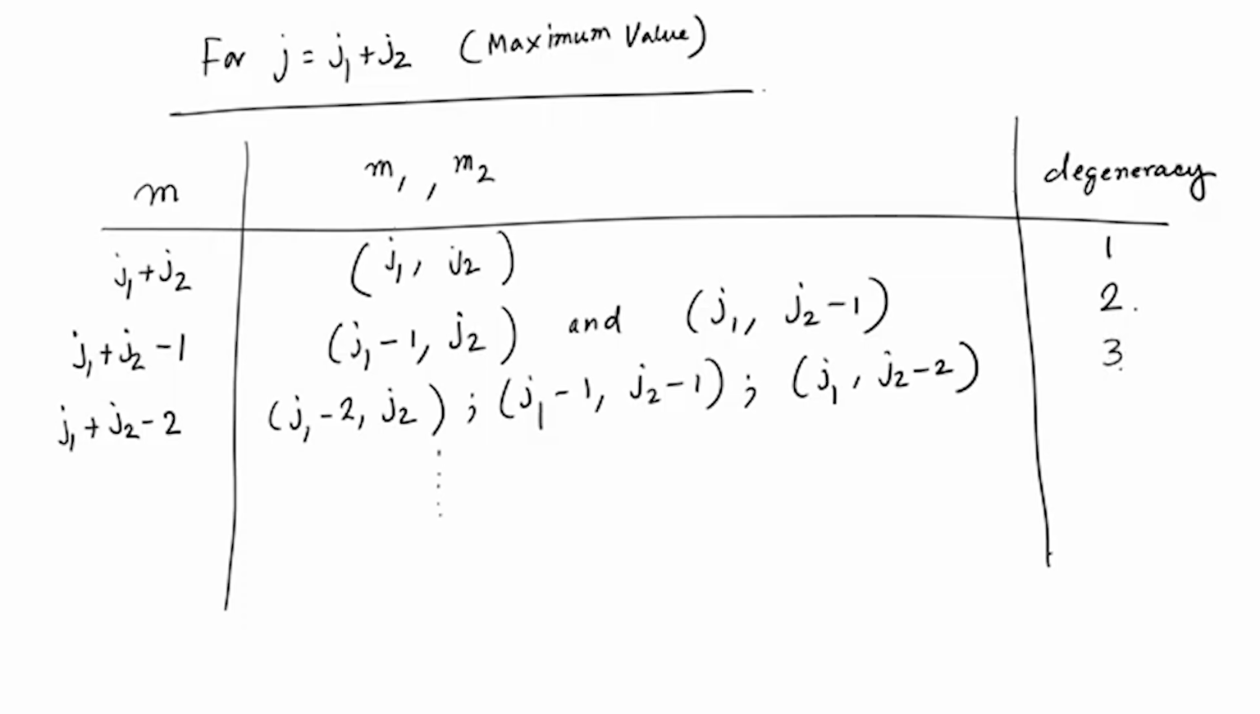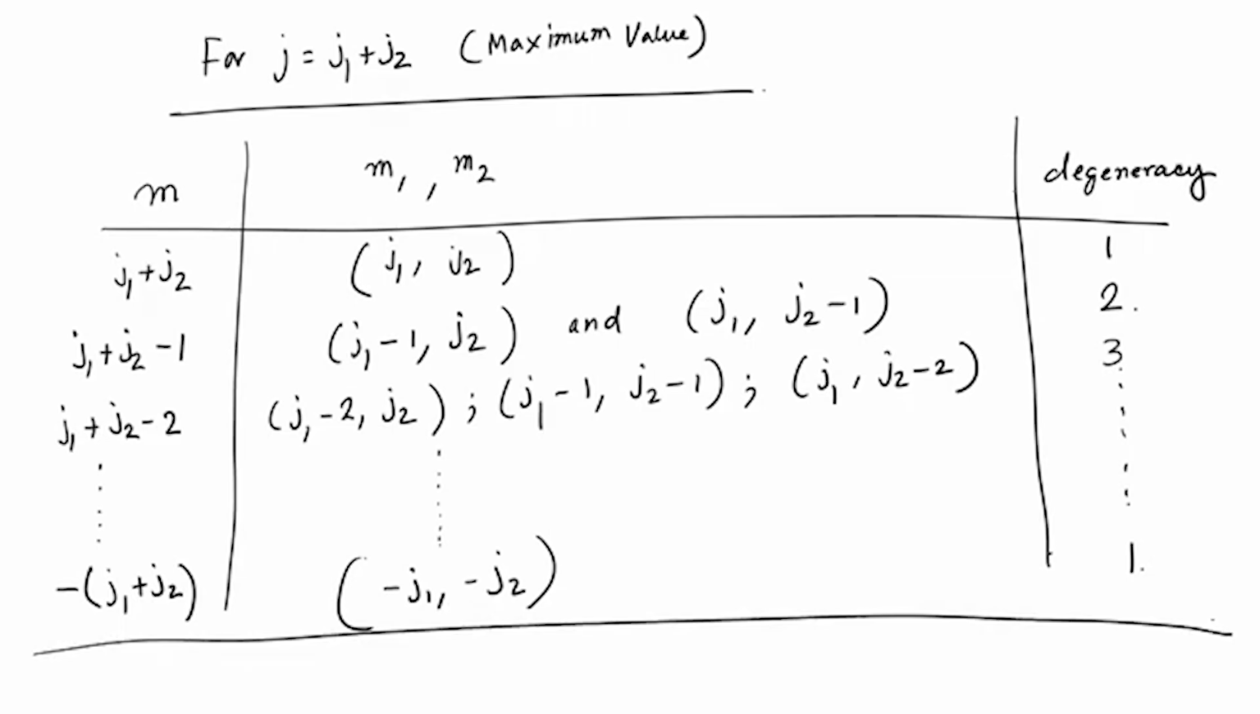And if you really go down through all the combinations for this value of j, written above the table, the last or lowest value that you get is minus of j1 plus j2. That again has just one combination, that is minus j1 and minus j2, and this again has degeneracy equal to 1.